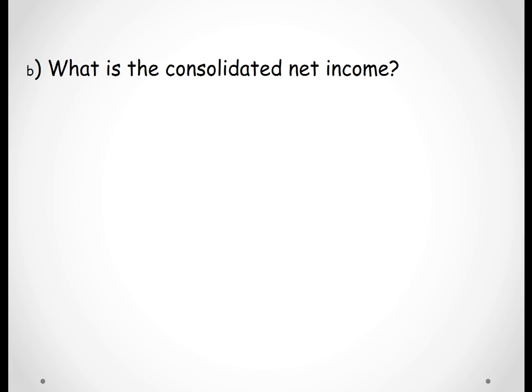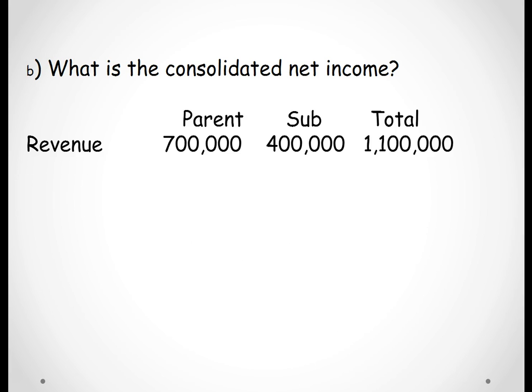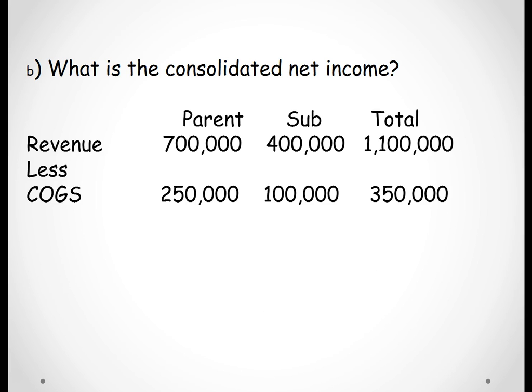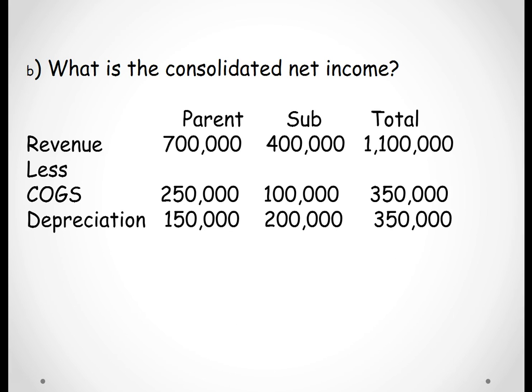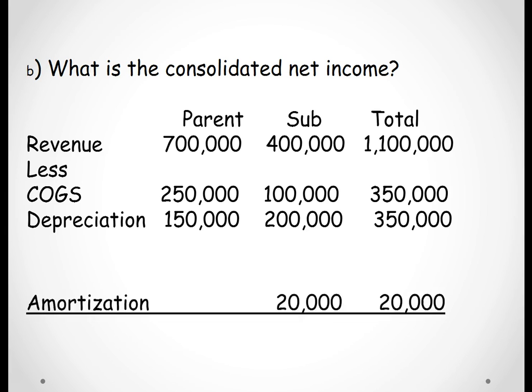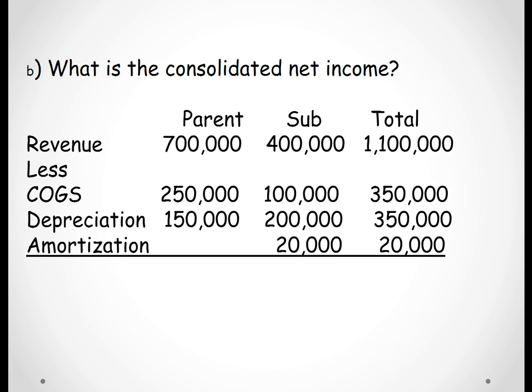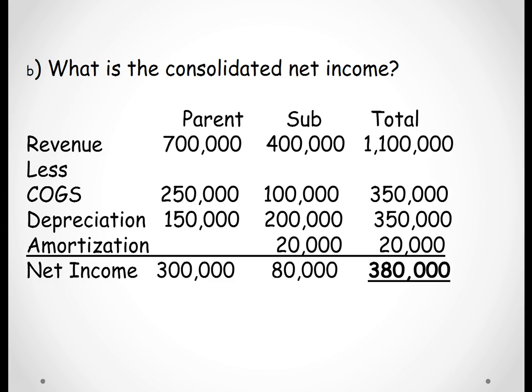Now, what is the consolidated net income? Well, we take the revenue of the parent and the sub. We take the cost of goods sold of the parent and the sub, and the depreciation of the parent and the sub, and then, of course, the amortization on the undervalued assets. And now we have $380,000 consolidated net income.